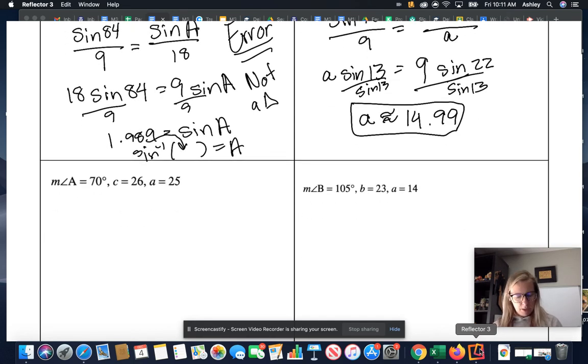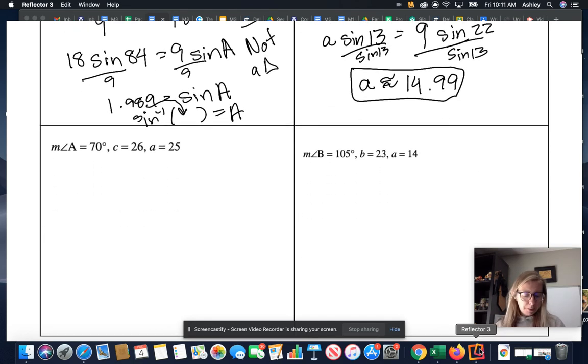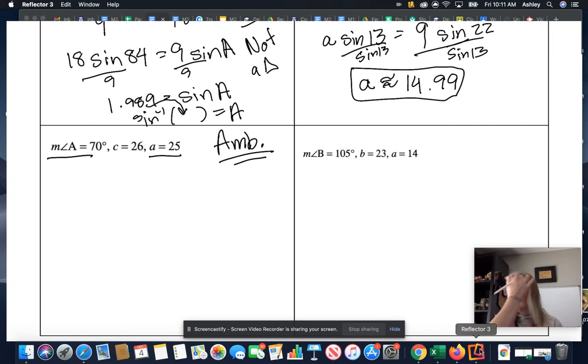Okay, here we go again. Now I'm given side angle, and I have an opposite. So this is my ambiguous case again. So again, I want to check for multiple options here. In our first example, we got an error. It was not actually a triangle. So in this example, let's see if we have to solve for both angles.